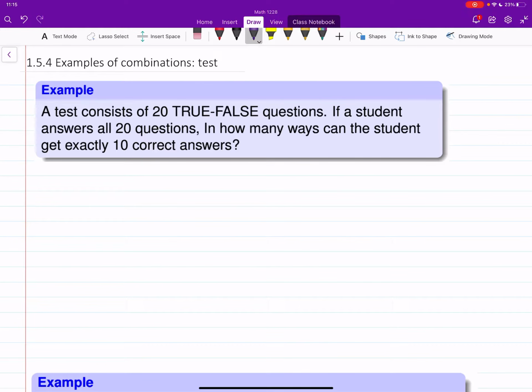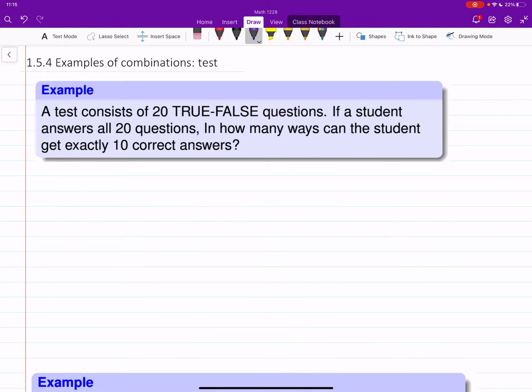Okay, let's do another example here. We have a test of 20 true false questions. If a student answers all the questions, in how many ways can the student get 10 correct answers? Okay, so what should we do here?